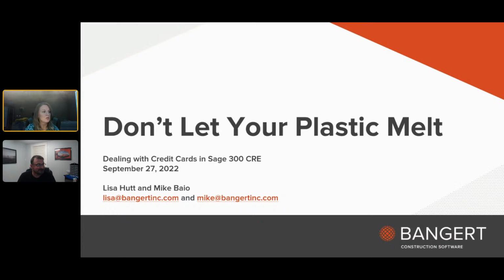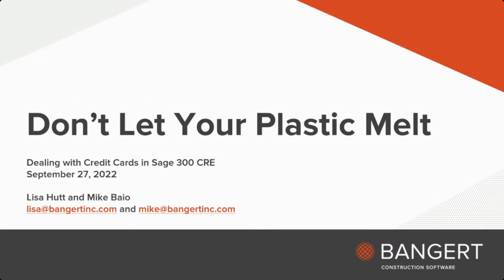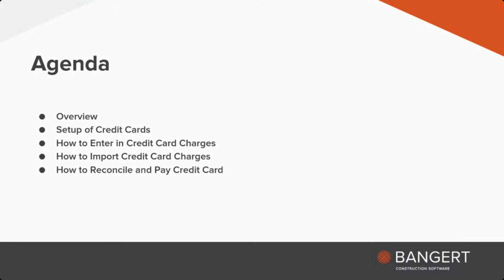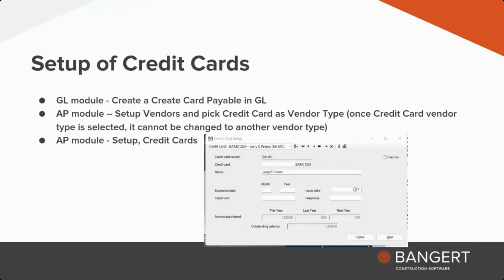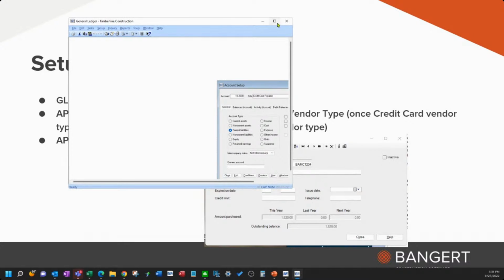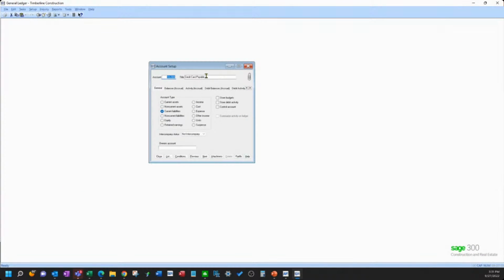So let's go to setting up the credit cards. The first thing you want to do in the Sage 300 General Ledger module is create your credit card payable account. If you haven't dealt with any credit cards yet and you're setting up the first one, you'll want to go into the account setup and create your credit card payable account.